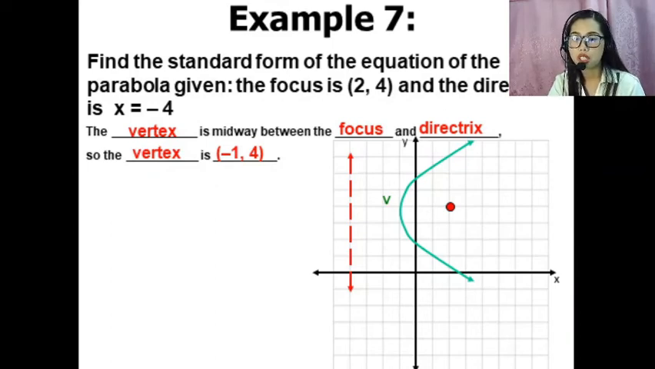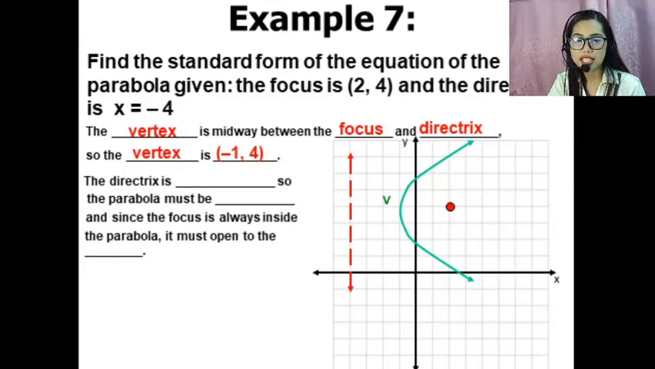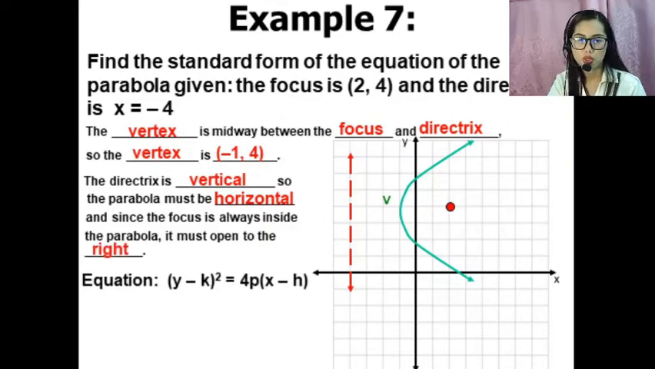How are you going to find the (negative 1, 4)? You can actually use this point here and this point, and you use the midpoint formula. The directrix is vertical, so the parabola must be horizontal. Since the focus is always inside the parabola, it must open to the right. So the equation is quantity y minus k squared equals 4p times x minus h. Our p here is 3.